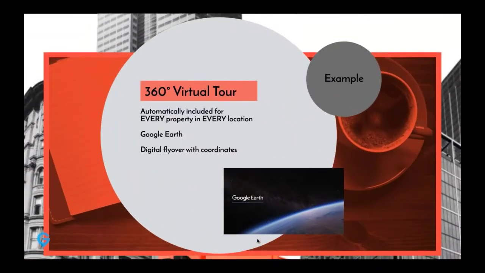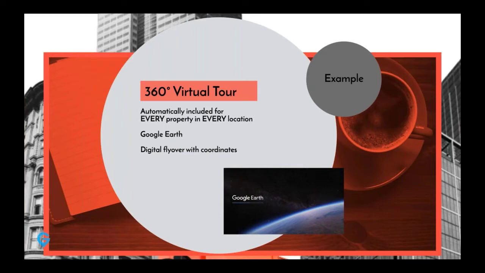So one of the things that we did with Zoom Prospector is we've built 360-degree virtual tours into every property on every Zoom Prospector for all of our clients. This is automatically included. You don't actually need to do anything. And we did this with Google Earth because people are very familiar with Google Earth. We're using Google Mapping anyway, so this is something that's already familiar to people, for example.